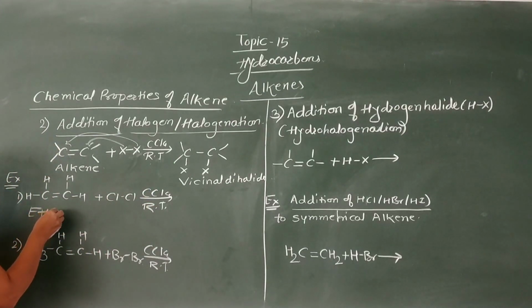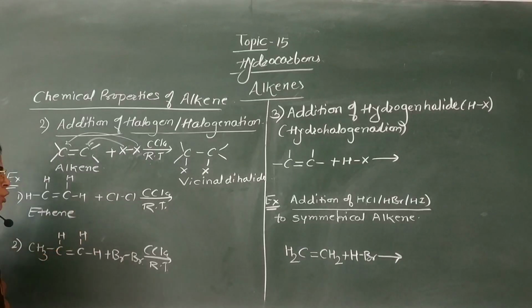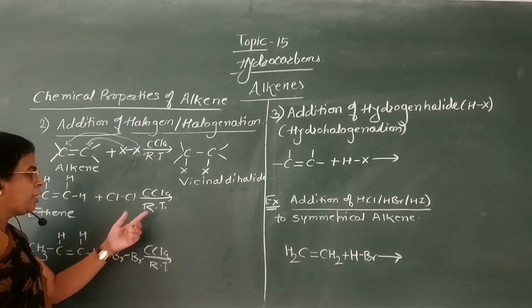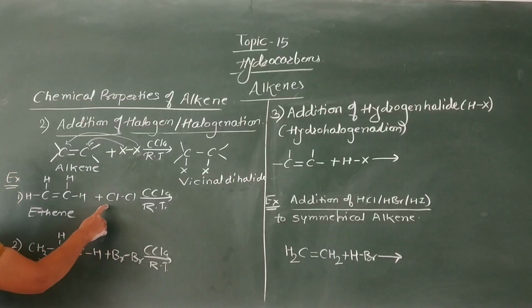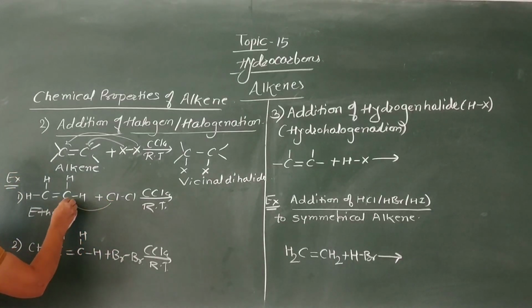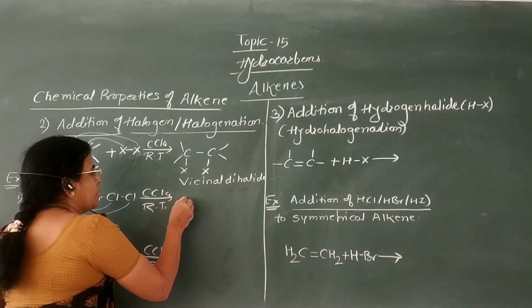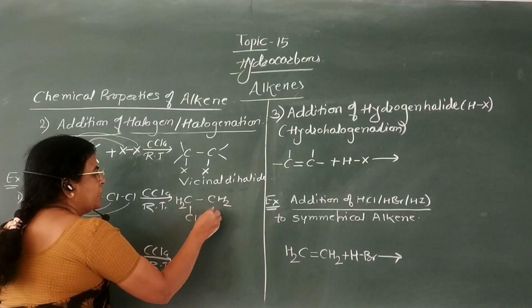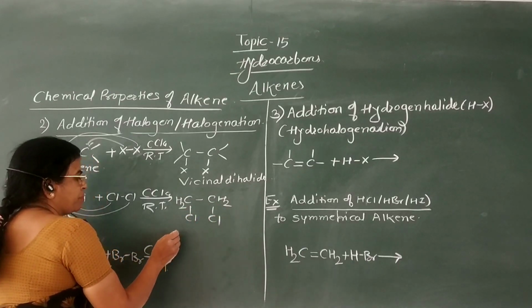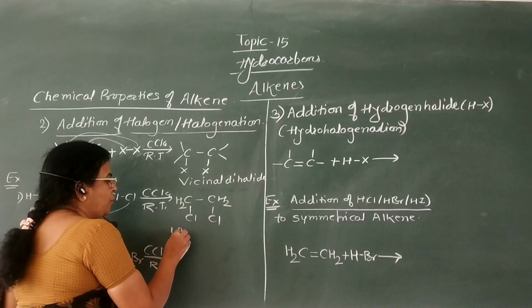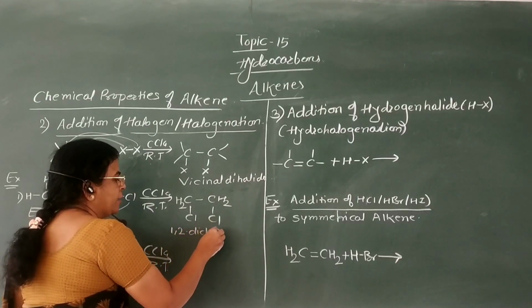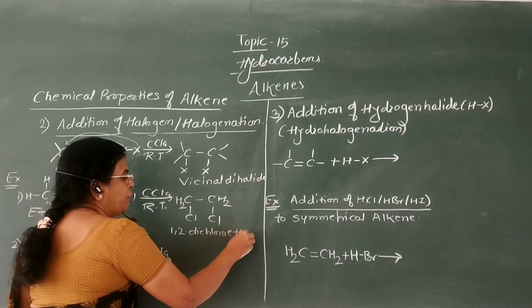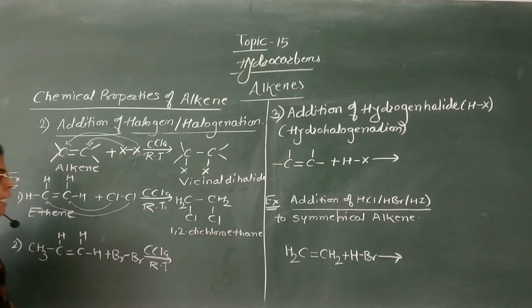When this ethene is treated with chlorine molecule in presence of carbon tetrachloride at room temperature, then addition of this chlorine molecule takes place across the double bond of this alkene to form CH2Cl-CH2Cl. This is 1,2-dichloroethane. Formation of 1,2-dichloroethane takes place. Then we are going to see the second example.